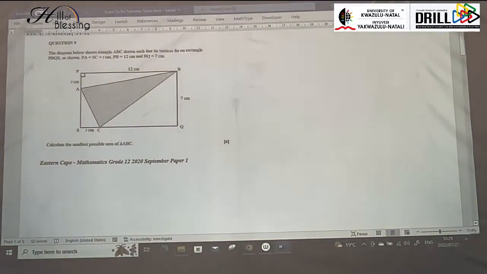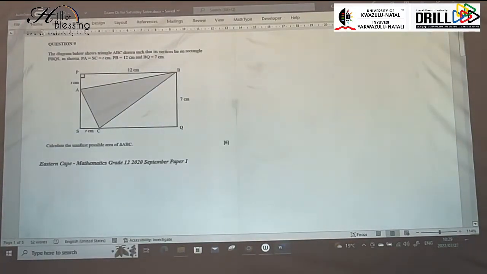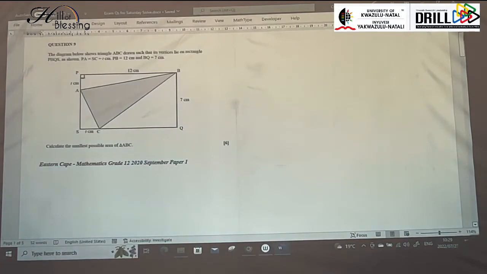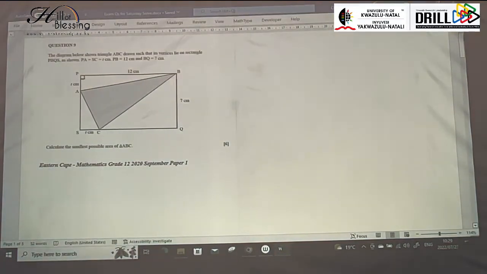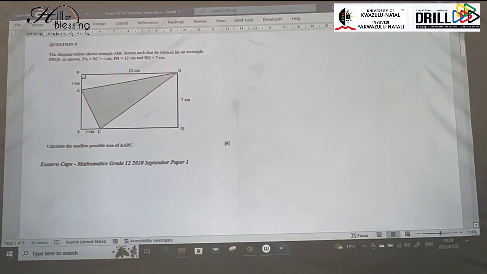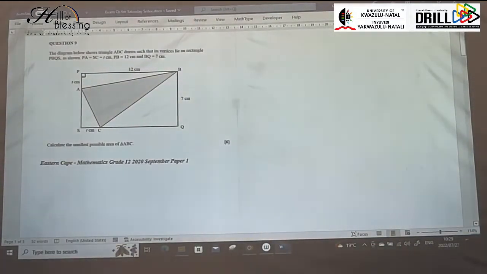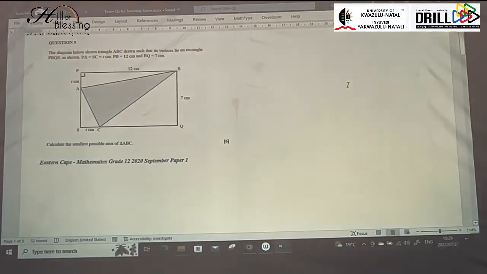So it says the diagram below shows triangle ABC drawn such that its vertices lie on rectangle PBQS. As shown, PA equals SC equals T. PB equals 12 and BQ equals 7. So you have a rectangle, a constant base of 12, constant height of 7, but within this rectangle there is a triangle drawn where the vertices touch the sides of the rectangle. Now you see, it doesn't give you 9.1 or 9.2 and everything, it just says, calculate the smallest possible area of the triangle.